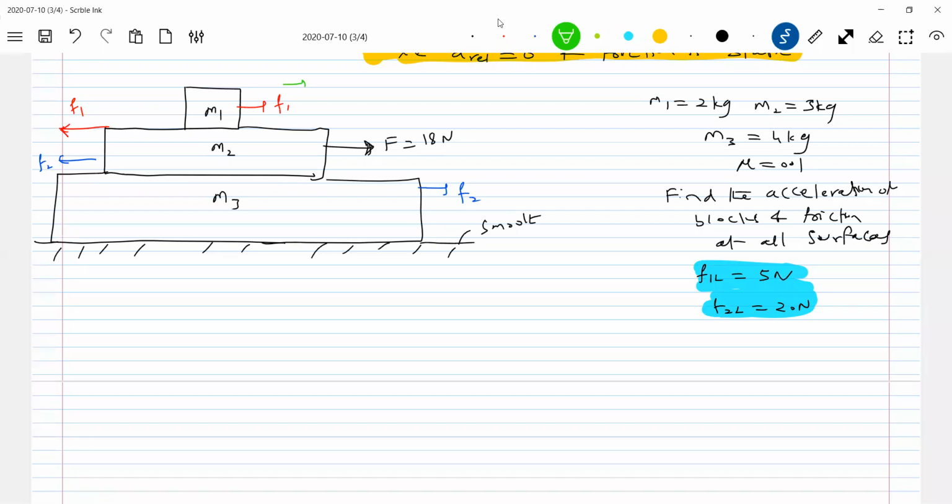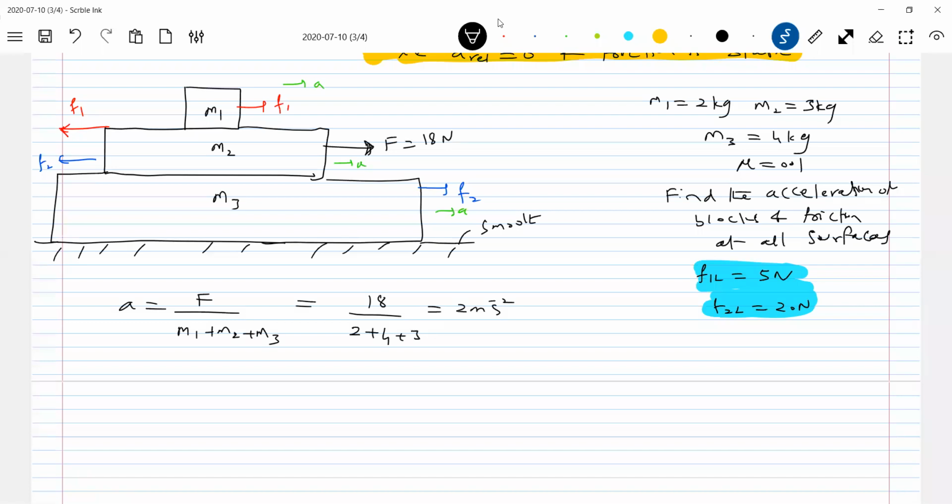So let A be the acceleration of the blocks. And then what is the acceleration equal to? Net force divided by, because F1, F2 will become internal, M1 plus M2 plus M3. That is 18 over 2 plus 4 plus 3, which is 2 meter per second square.